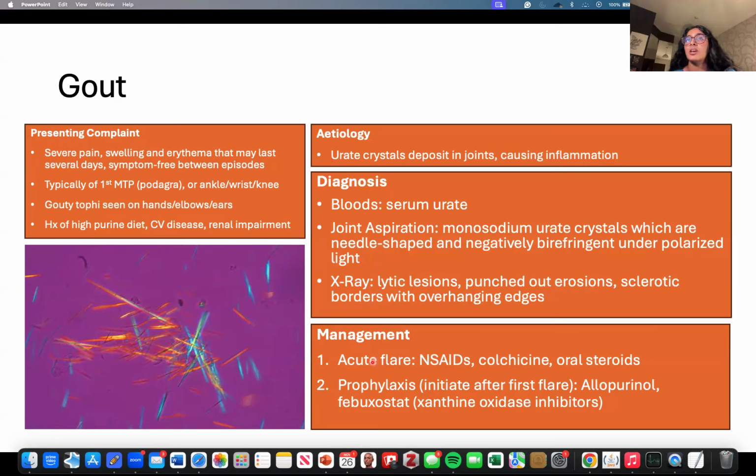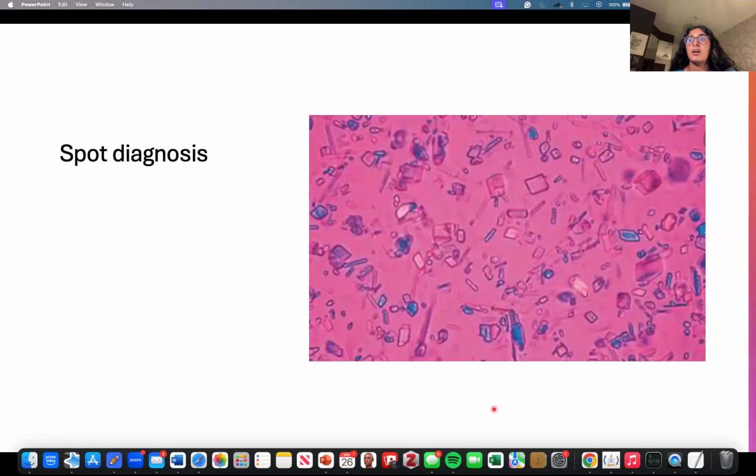Management, this is important. In an acute flare, you want to be using NSAIDs or colchicine or oral steroids. Think about renal impairment. Think about what you'd use in that case. Prophylaxis you initiate immediately after the first flare. So as soon as someone has gout, give it a few weeks, then start them on either allopurinol or febuxostat, which both inhibit xanthine oxidase, which is an enzyme that leads to the production of uric acid. Okay, any ideas what this is?